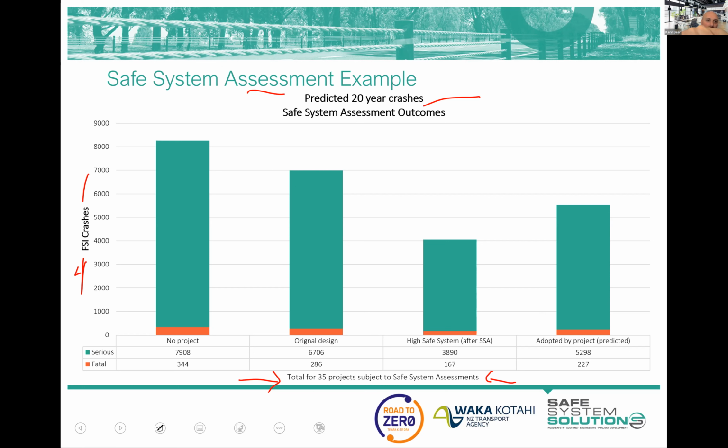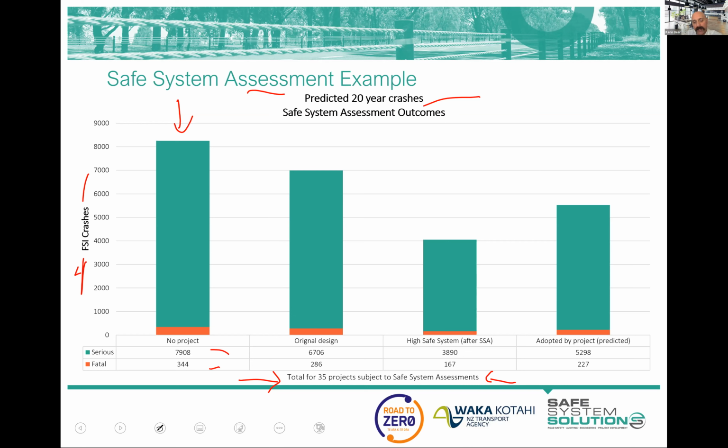So for all of these areas, if no project was done, if nothing changed in the next 20 years, then for the town bypass, there was no town bypass. All the traffic went through the town for the next 20 years. Or the duplication wasn't duplicated, it stayed as a single carriageway road. All of these added up, there would be 7,900 serious injuries and 344 fatalities in those areas.